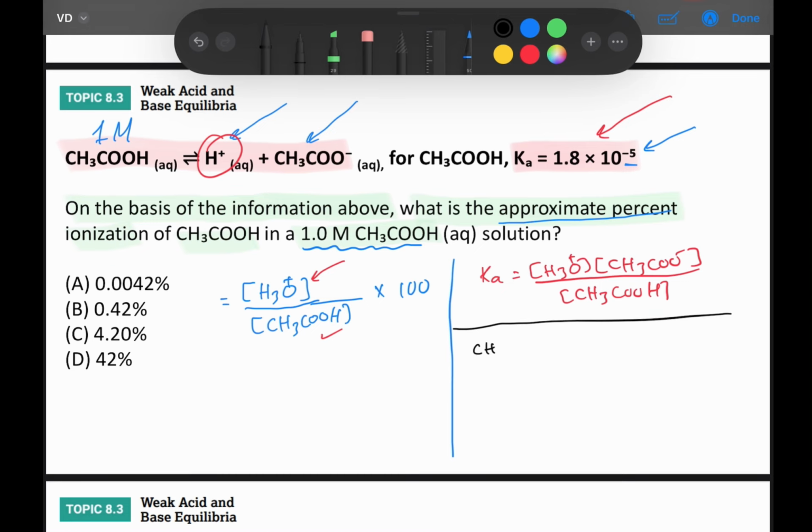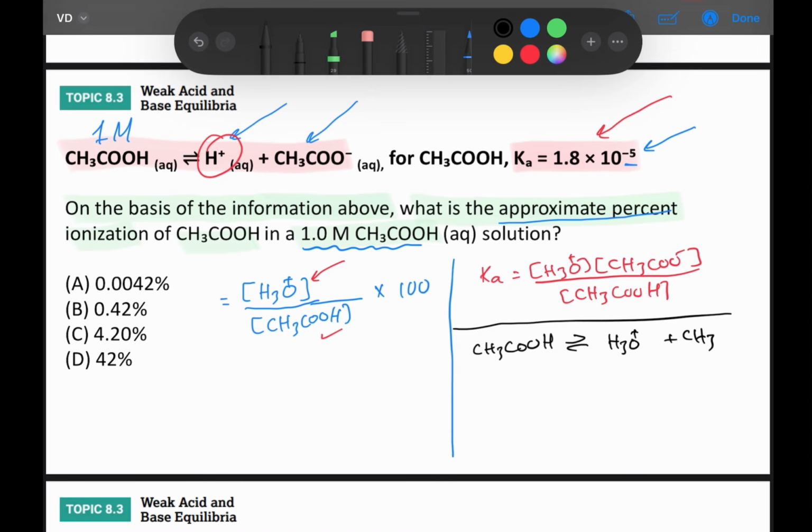This is CH3COOH. It dissociates in water to give you H3O plus and CH3COO negative. So at initial time, we have 1 molar, and these are zeros. We just take the change of negative x here, plus x. We neglect the part like 1 minus x. It's neglected in here. We put this plus x.